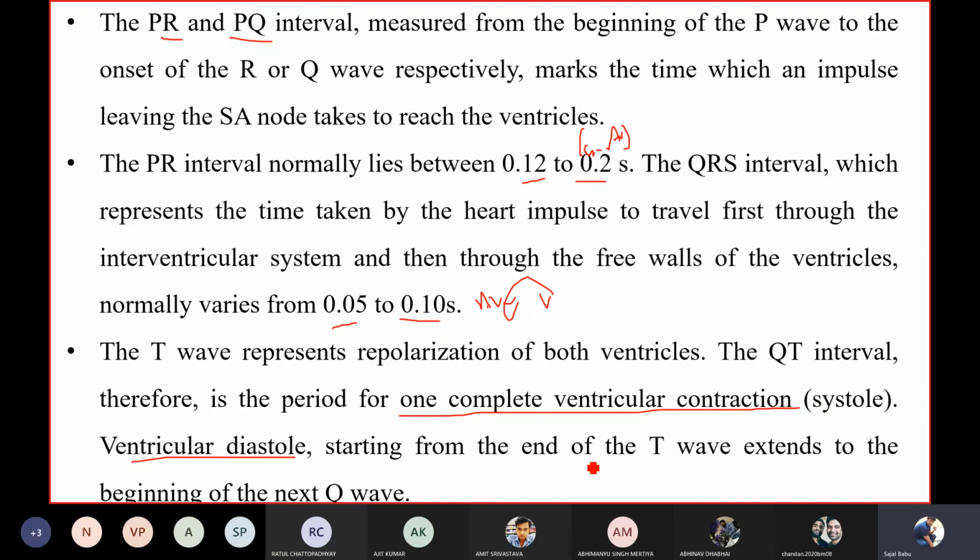What is the systolic and diastolic phase? During the systolic phase, your contraction will happen, and during the diastolic phase, again refilling of blood will happen. Okay, so वहाँ पे repolarization मतलब यहाँ ये है कि during the T wave, ventricular contraction will happen.